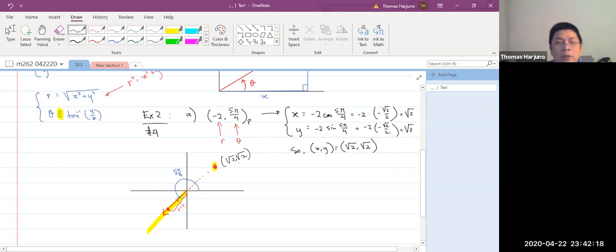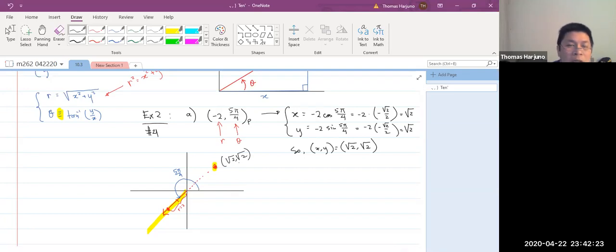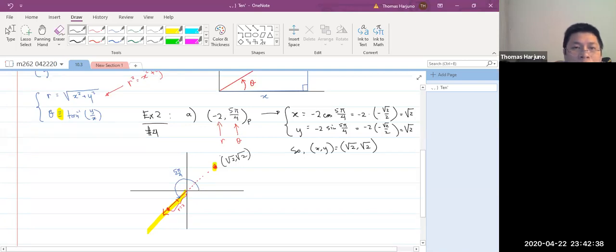Okay, now using this problem also, I want you to see why we don't really like to use the polar coordinate system. It's because of the multiple values possible. Like how to say it? It's like in the rectangular coordinate system, this coordinate here can be expressed by radical 2 comma radical 2 and no other way. However, in the polar coordinate system, we can express this as -2, 5 pi over 4, right, in polar.